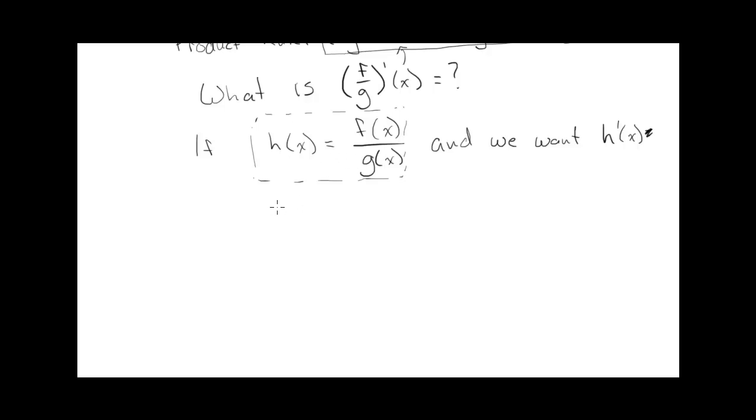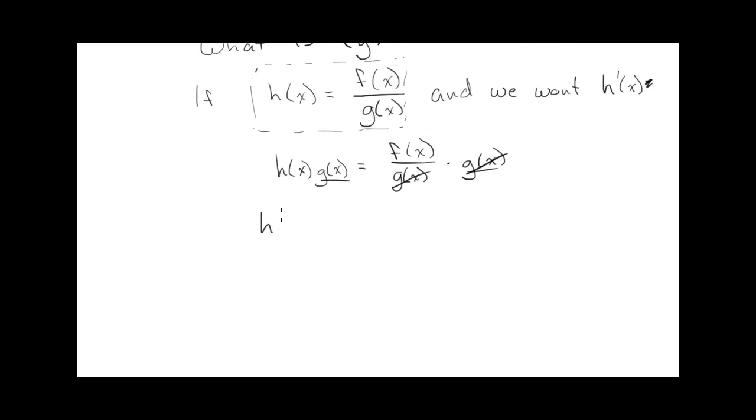We'll multiply both sides by g at x. So if I multiply this by g at x, g at x times g at x, right? So I just multiplied both sides by g at x. So these g at x go away. So we'll have h at x times g at x equals f at x. So now we have it as a product, so let's differentiate with respect to x.